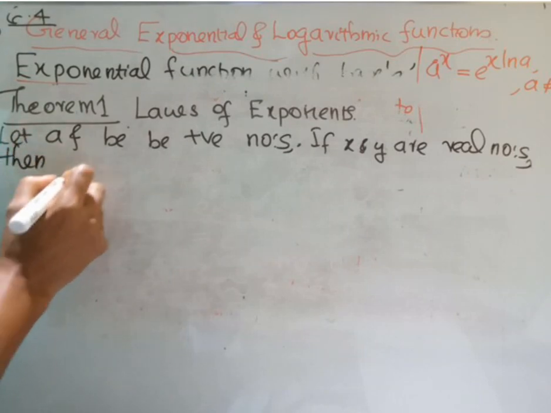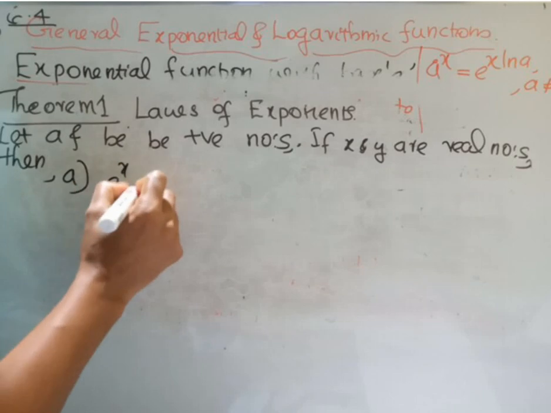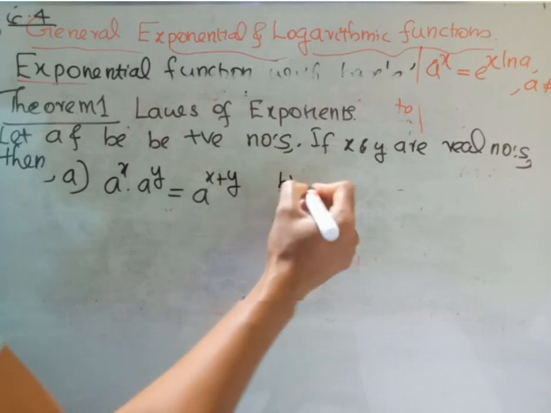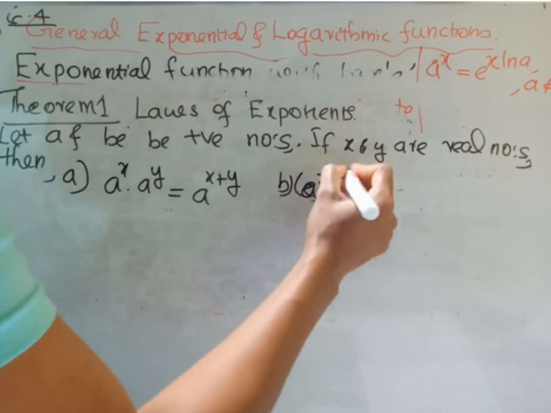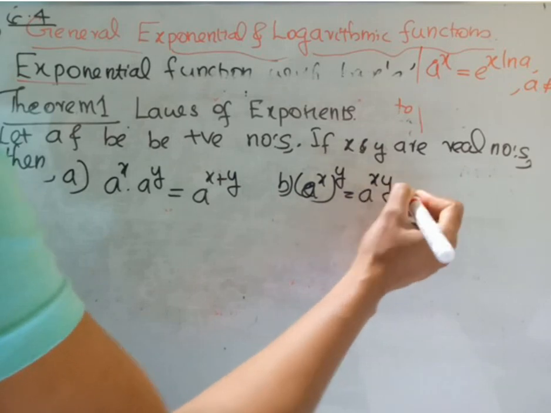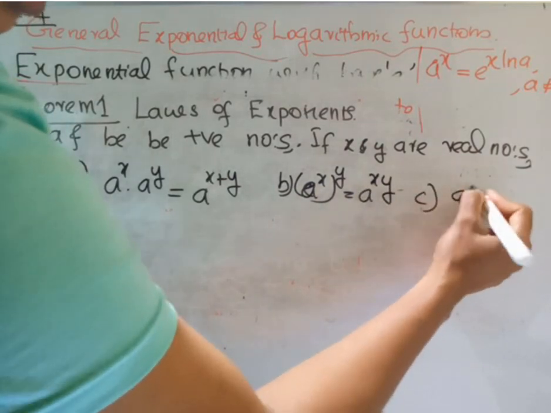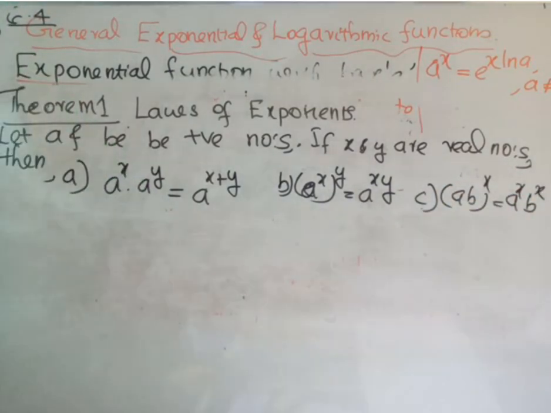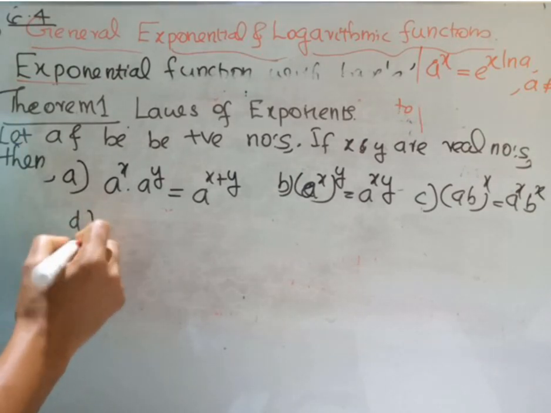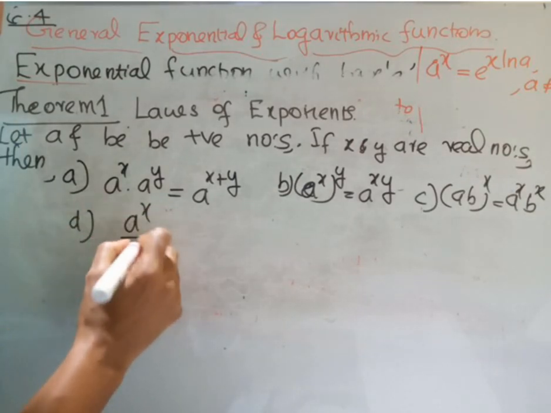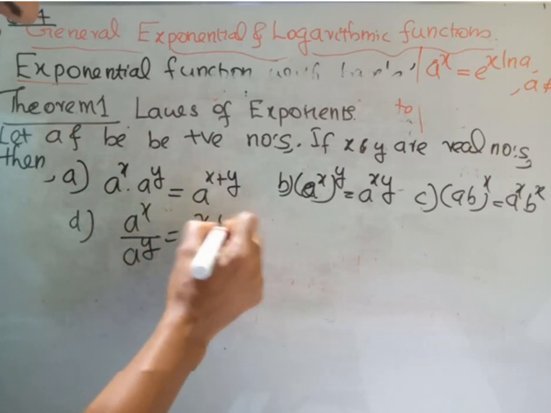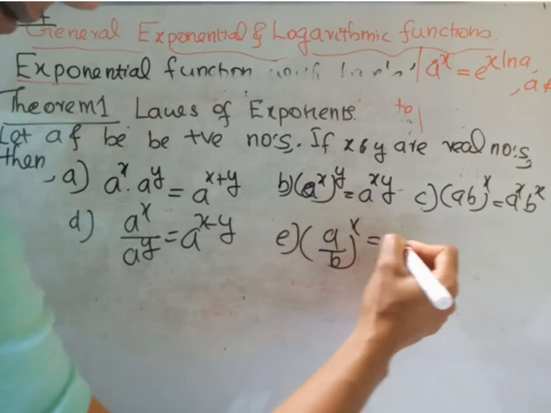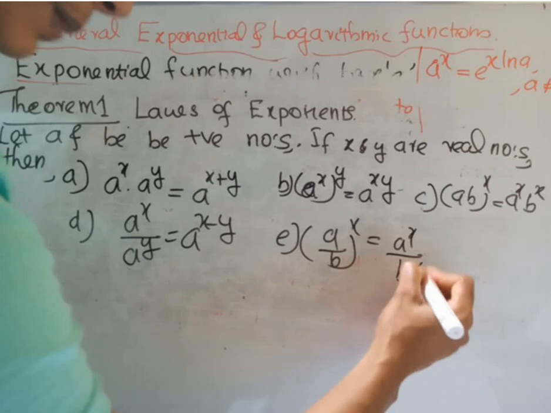Then the first one is a raised to x times a raised to y equals a raised to x plus y. The second one, a raised to x, raised to y, equals a raised to x times y. The third one is ab whole raised to x equals a raised to x times b raised to x. Next, a raised to x divided by a raised to y is equal to a raised to x minus y. Next one, a by b whole raised to x is equal to a raised to x divided by b raised to x.